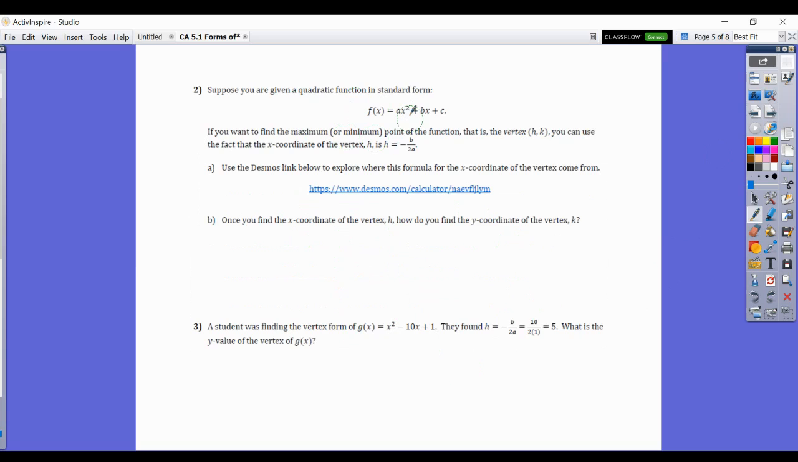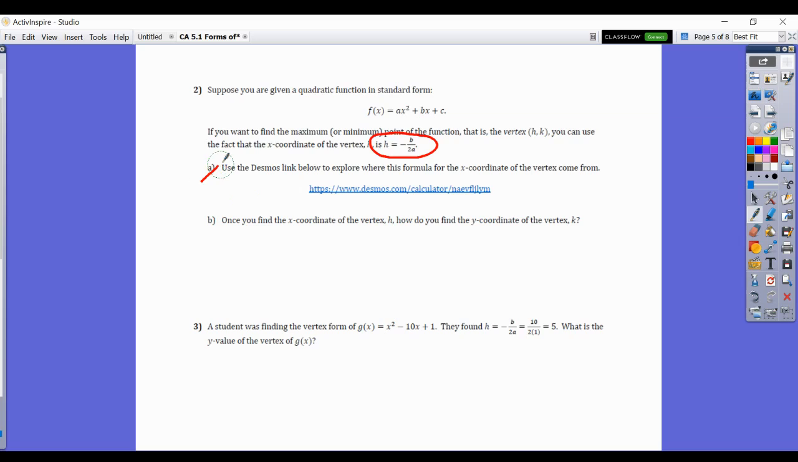All right, suppose you're given this graph in standard form. If you want to find the maximum, there is a vertex (h, k) that you can use. Now, if it's in vertex form, you have the (h, k) and you can find them. But what we're going to do now is take standard form and figure out how to get the vertex out of that. This formula, h equals negative b over 2a, is very important. It's going to be useful.